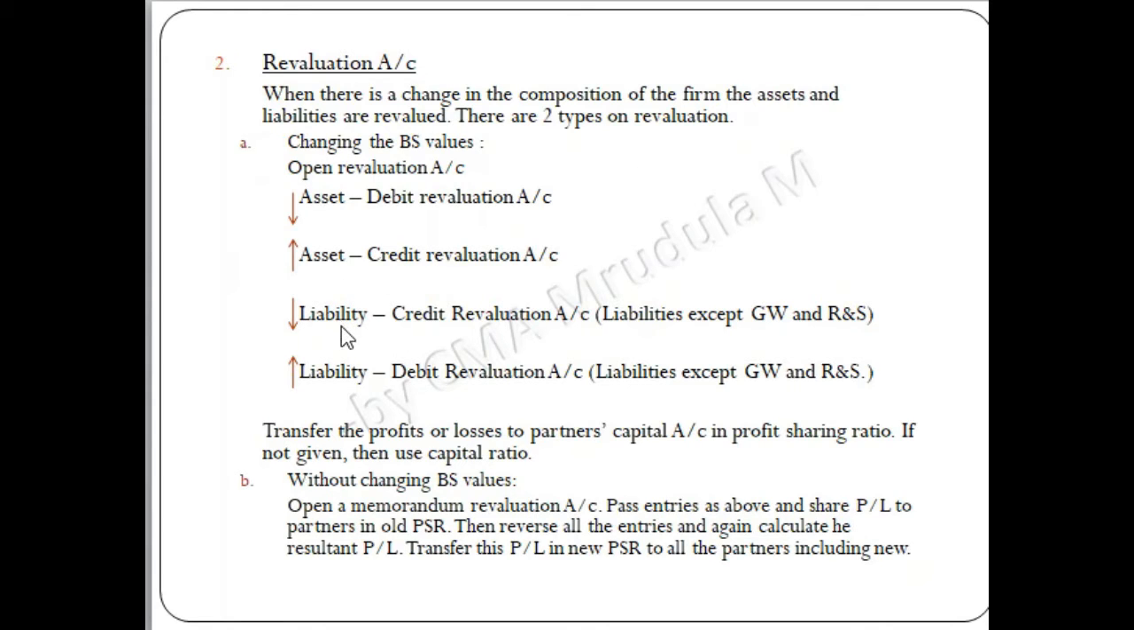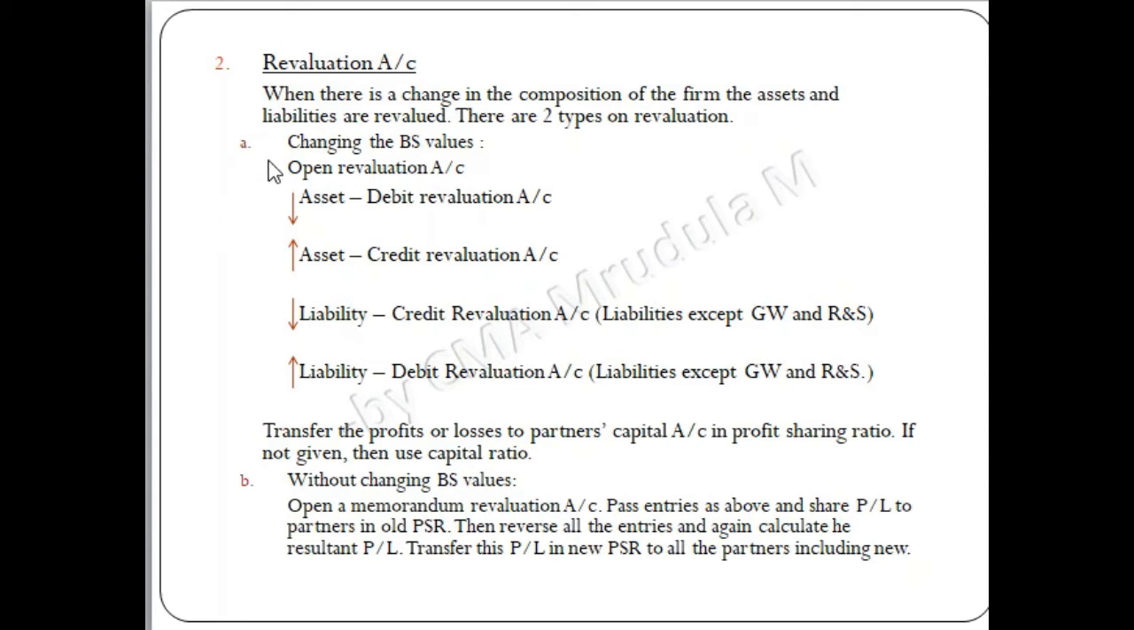If the liability is decreasing, credit the revaluation account. If the liability is increasing, debit the revaluation account, because the journal entry in this case would be revaluation account to liability. When liability is increasing, liability will be credited because liability has a credit balance. Here the term liabilities does not include goodwill and reserves and surplus. After passing such entries into the revaluation account, the profits and losses due to revaluation are transferred to the partners' capital accounts in their profit sharing ratio. If the profit sharing ratio is not mentioned, then use the capital ratio.